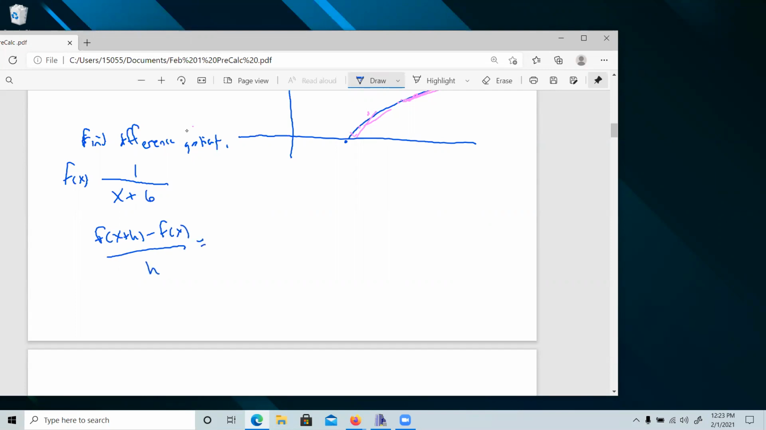So the first one I have is 1 over x plus h plus 6 minus 1 over x plus 6, divided by h. And again, what's the goal? The goal is to get rid of this h somehow. It's going to look a little weirder on a fraction, but we're still going to try to eliminate this bottom h.